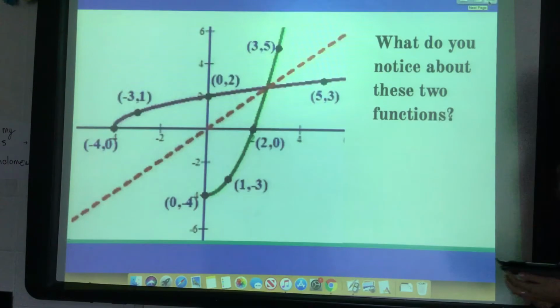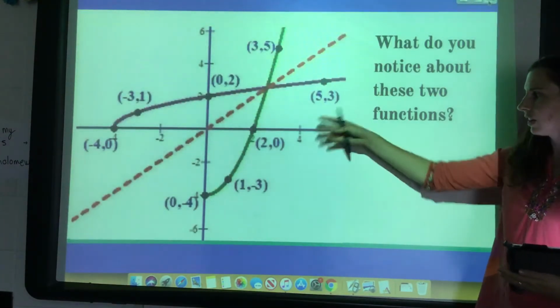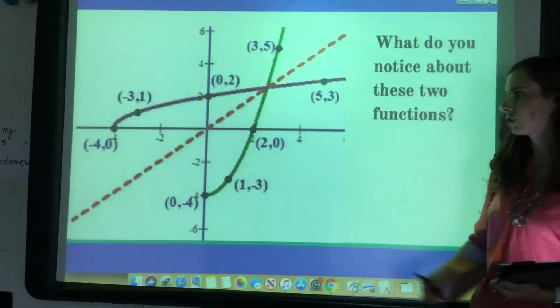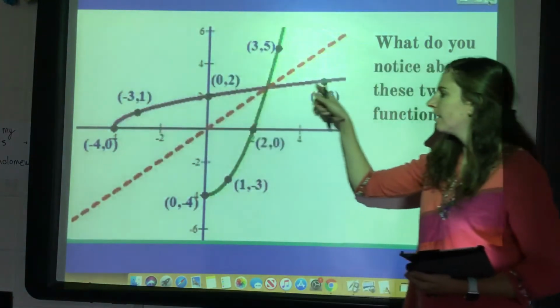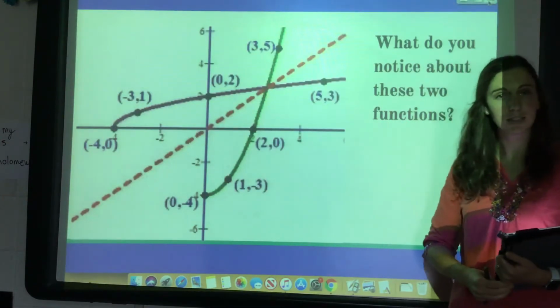All right, so take just a minute, pause the video, and think about what you notice about these 2 functions. So we have the purple one here, and we have the green one here. So pause and see what you notice.